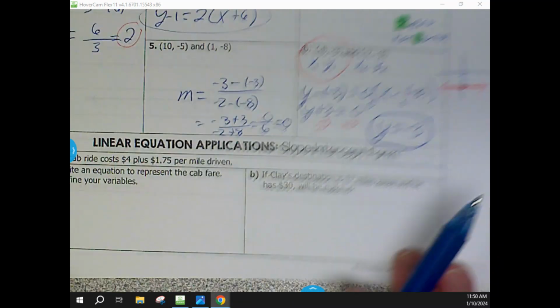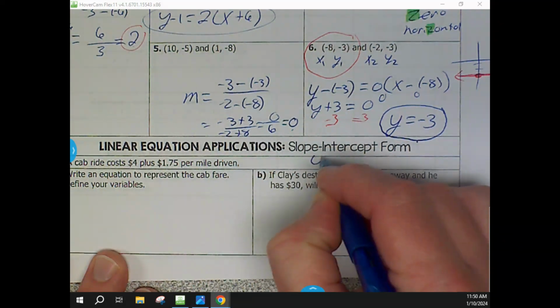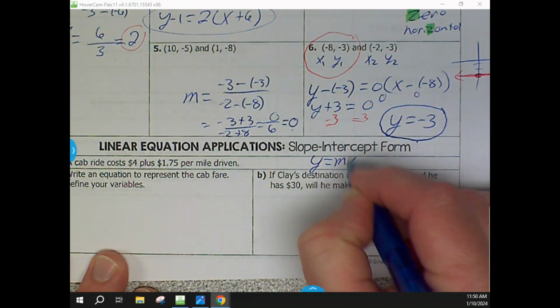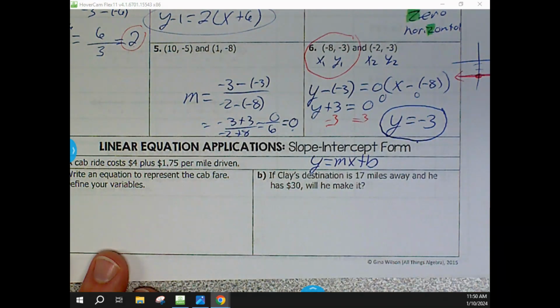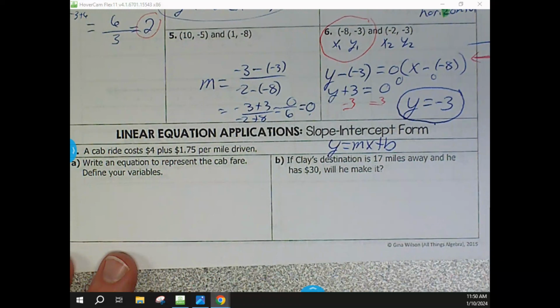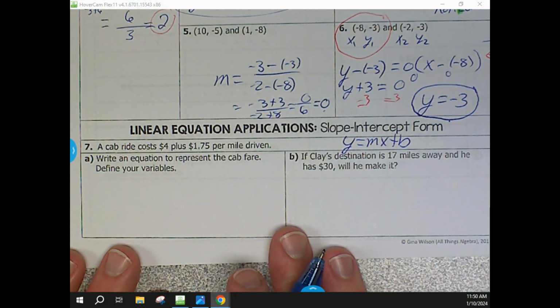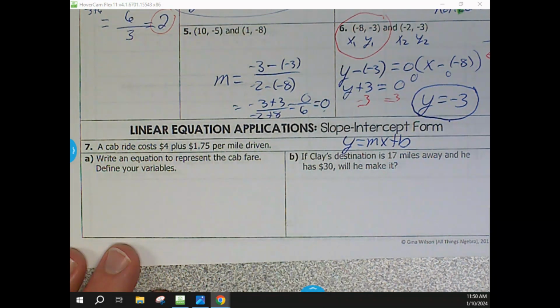Okay, and then on the bottom, we're going to just do one side on this one here. Might do both here. It says slope-intercept form. Slope-intercept form is where we're doing y equals mx plus b. So that's where they would actually want you to go back and graph this thing. So it says a cab ride costs $4 plus $1.75 per mile. It says write an equation to represent the cab fare and define your variables.